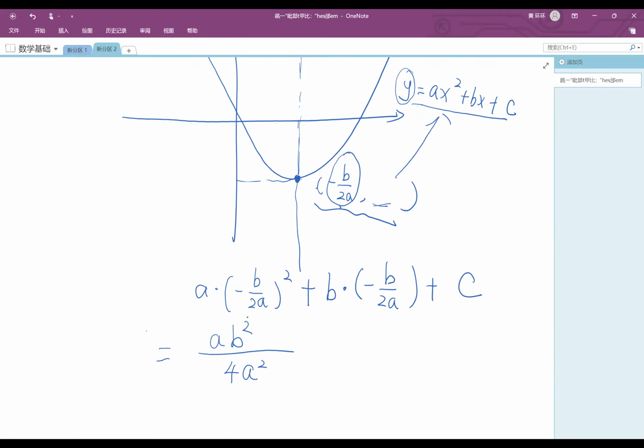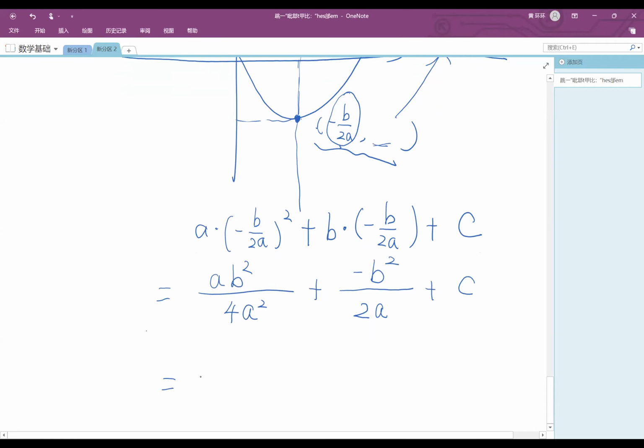So let's say this is plus, this is minus b. It will be minus b squared over 2a, right? And plus c. And then we can get this is equal to 4a squared, and this is the ab squared, and this is 2a. So this is minus 2ab squared, right?